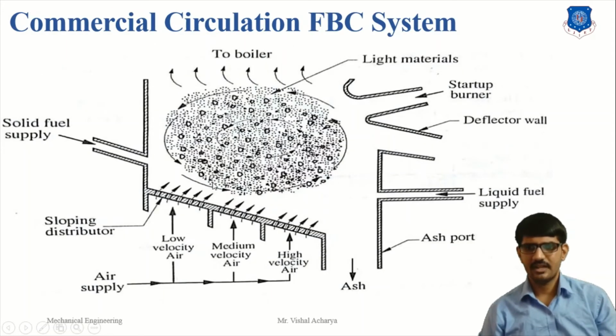Second is the circulating FBC. Here all the principle is the same, only the difference is the air flow. Here the sloping distribution gives low velocity, medium velocity and high velocity. So here turbulence is created and combustion efficiency is higher, and here we supply the liquid fuel and collect the gas. This is the same as the classical FBC boiler, only the difference is in the slope and the velocity of the entering air.